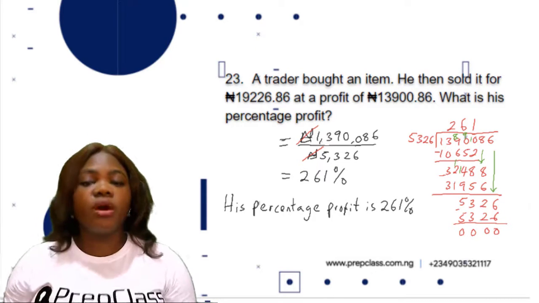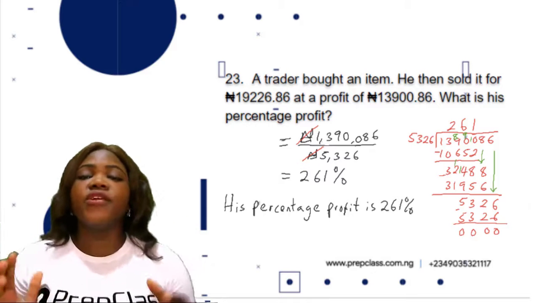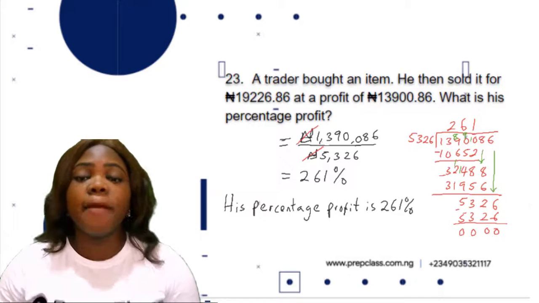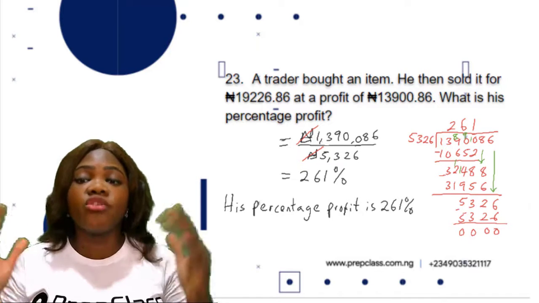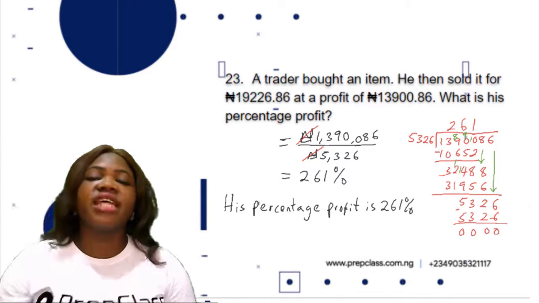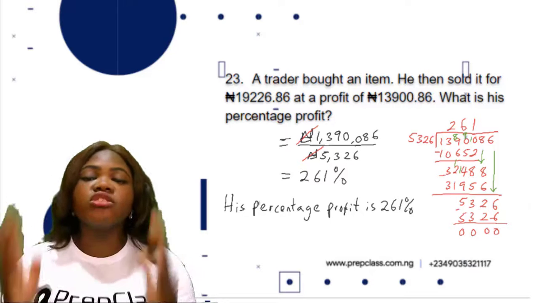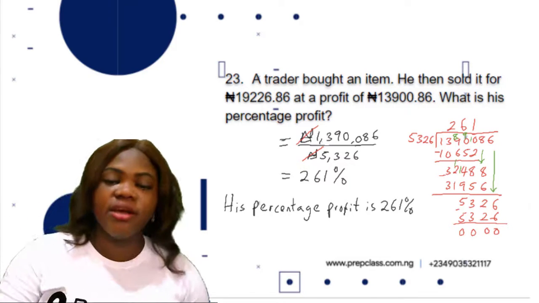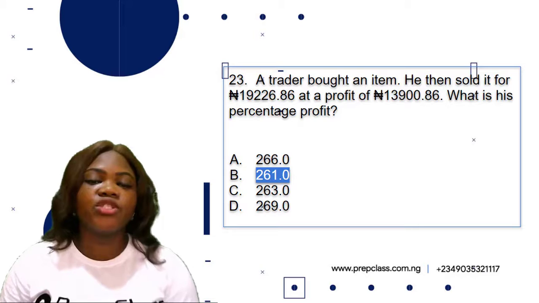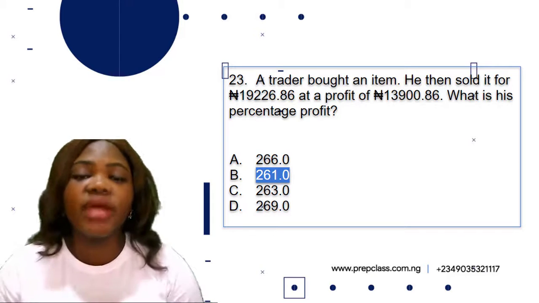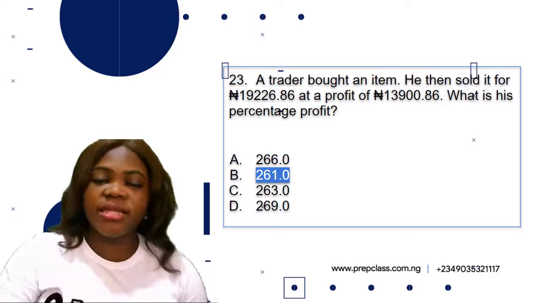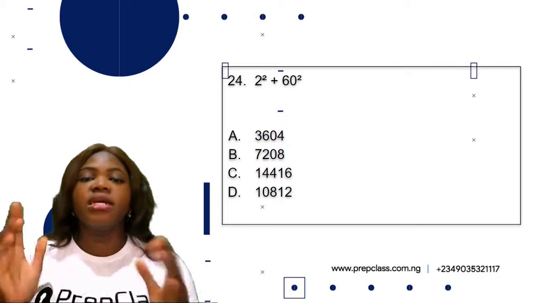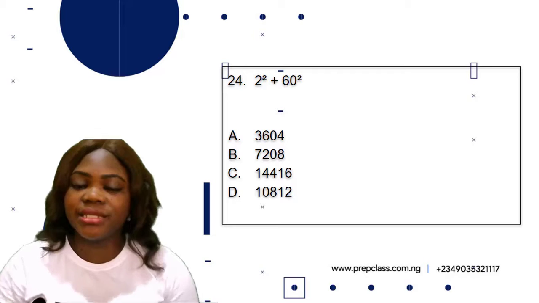So now we've been able to completely divide 1,390,086 by 5,326. So the answer is 261. So this trader's percentage profit is 261%. Okay, so now the correct option is option B, 261.0%. Check.